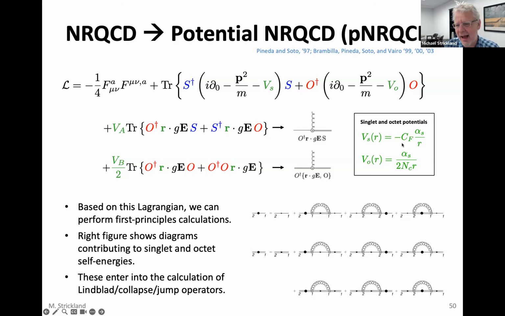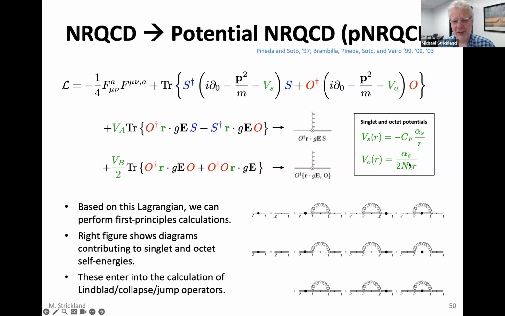The singlet has an attractive potential in leading order in this expansion. You just get an attractive Coulomb potential where you just have to adjust for the fact that you're in QCD by multiplying the coupling constant by the Casimir in the fundamental representation. Then you also get from this calculation the octet potential, which has a plus sign. It's a repulsive potential. But these just fall out of the calculation. You don't have to put them in by hand.